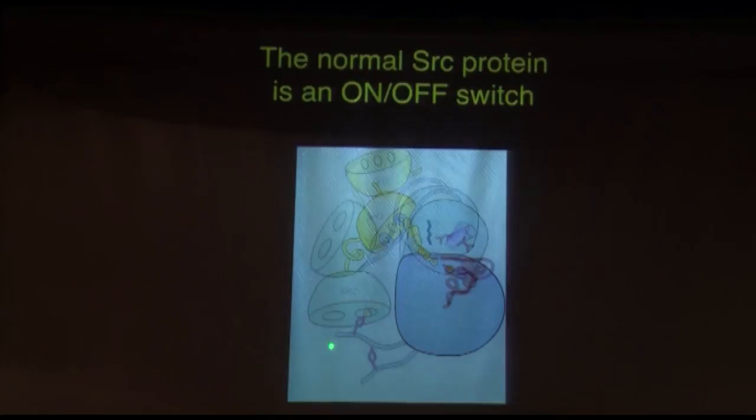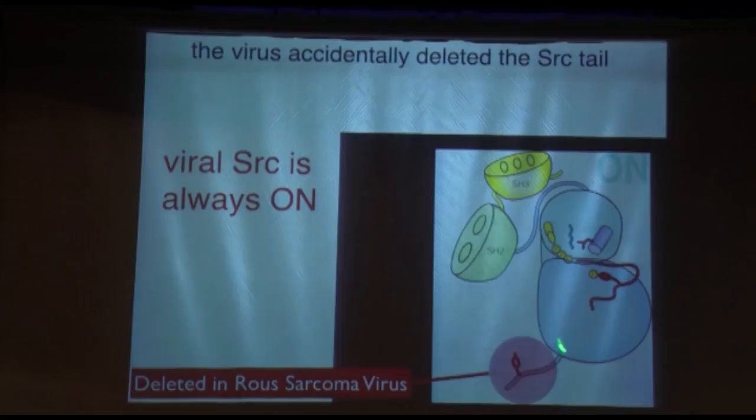And actually what's happened in the SARC virus is that the virus has taken this gene, put it into its own genome, and then deleted this tail through random mutational events. This tail is deleted. And so what happens is that the sarcoma virus version of this signaling protein cannot switch off. It's always on. This is deleted, and so this is always on, and it always sends a signal.